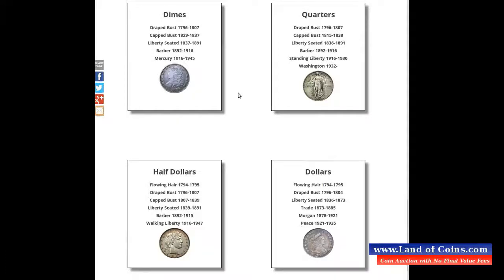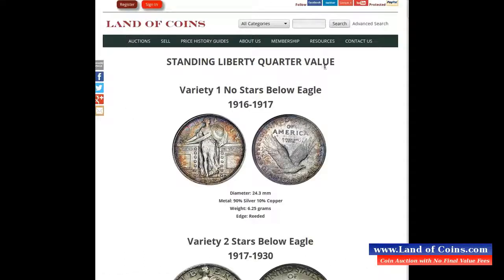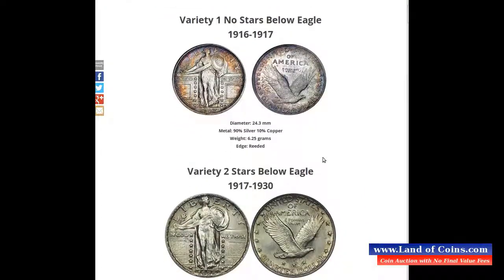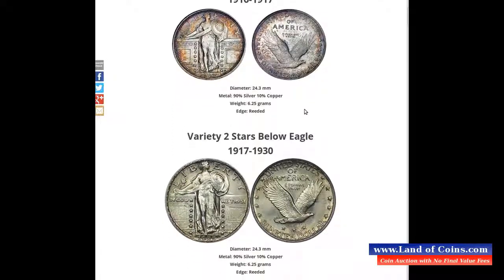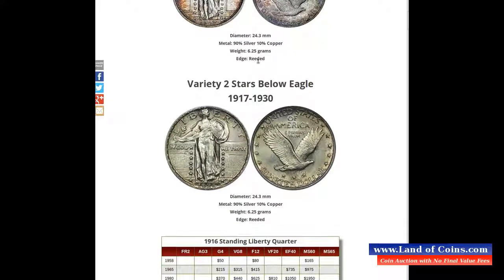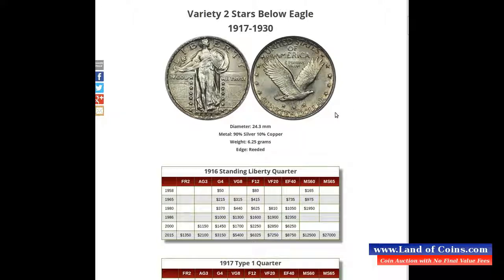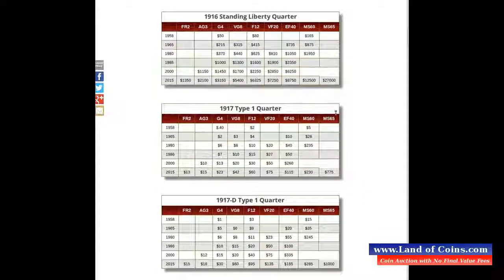So let's take, for example, quarters. I like Standing Liberty quarters, so we'll look at that. And we do have descriptions of the coin, and more importantly, the sizes of the coins. This can help to determine if coins are real or not, but also gives you an idea of the size of coins when determining if you like them or not. Diameter, the weight, and the composition. And the edge, if it's reeded or not, or lettered, as coins have many different varieties.